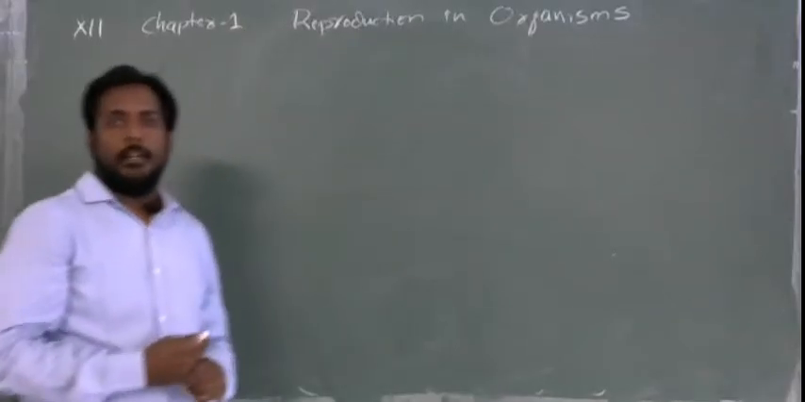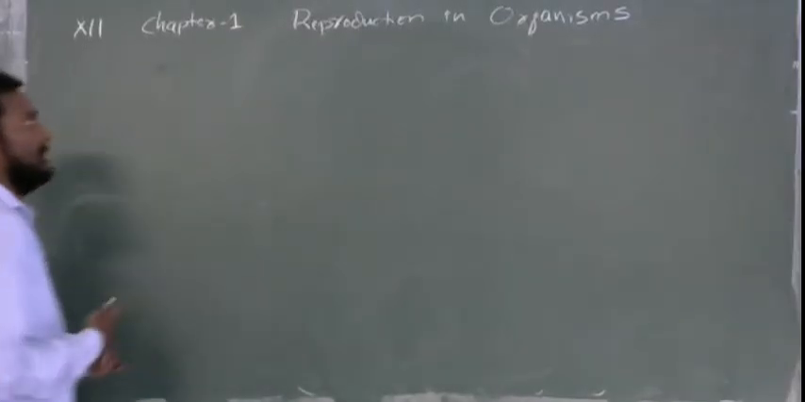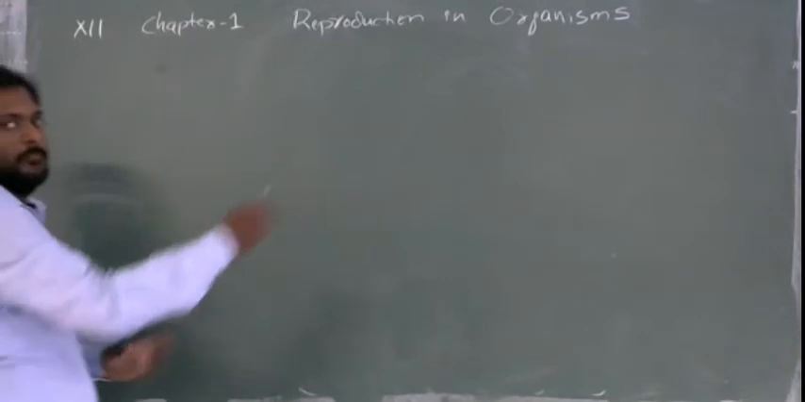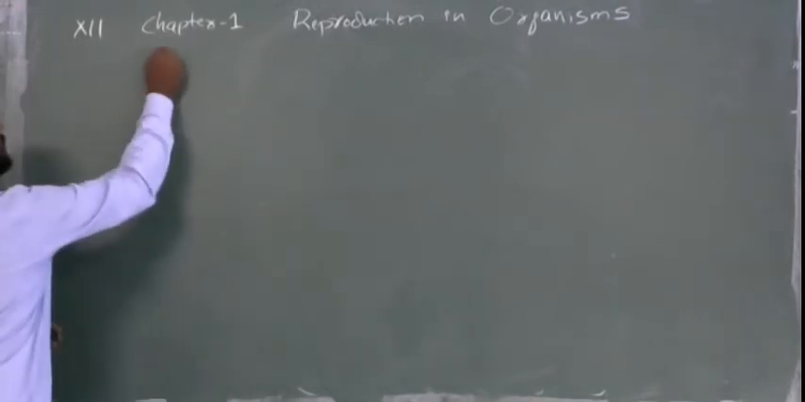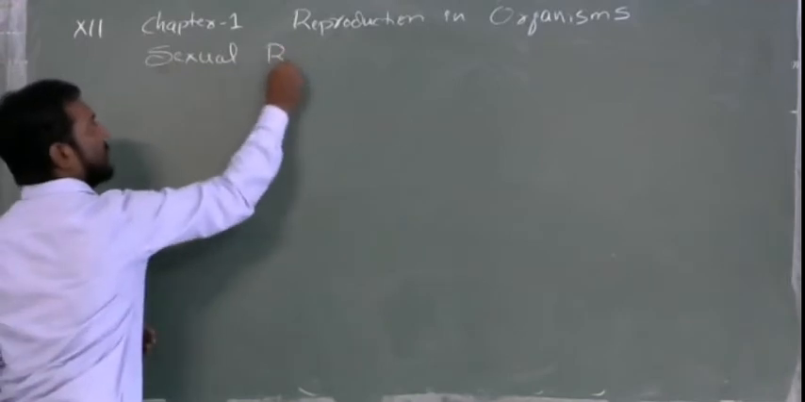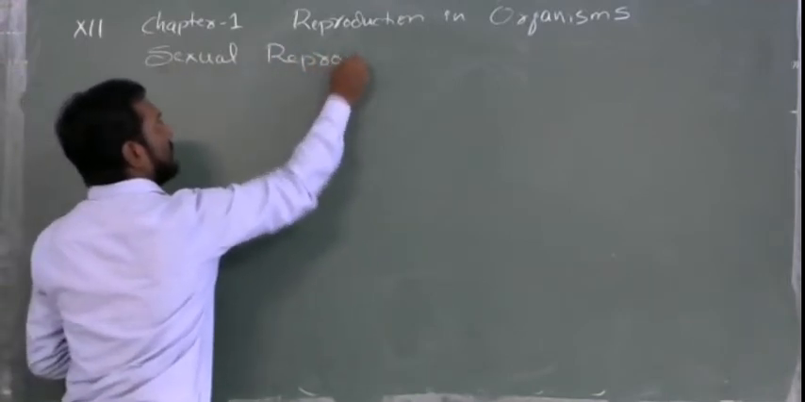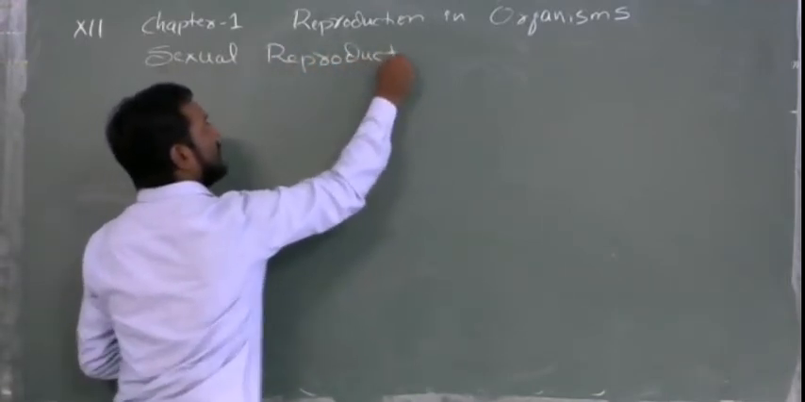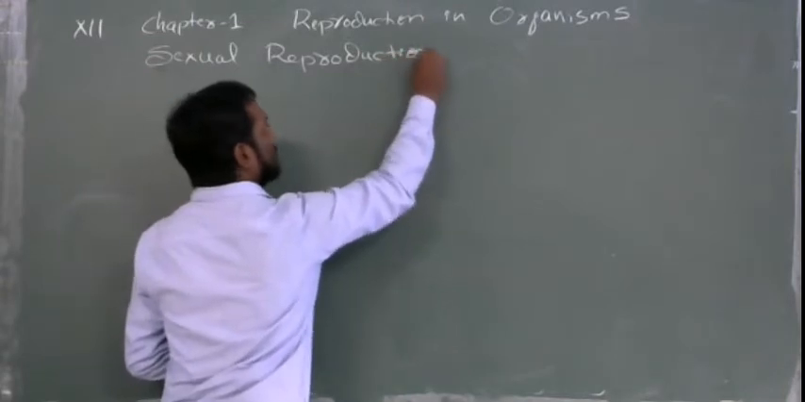Okay. Today the topic is sexual reproduction. In chapter 1, Reproduction in Organisms, the second topic is sexual reproduction. In the last class we saw asexual reproduction.